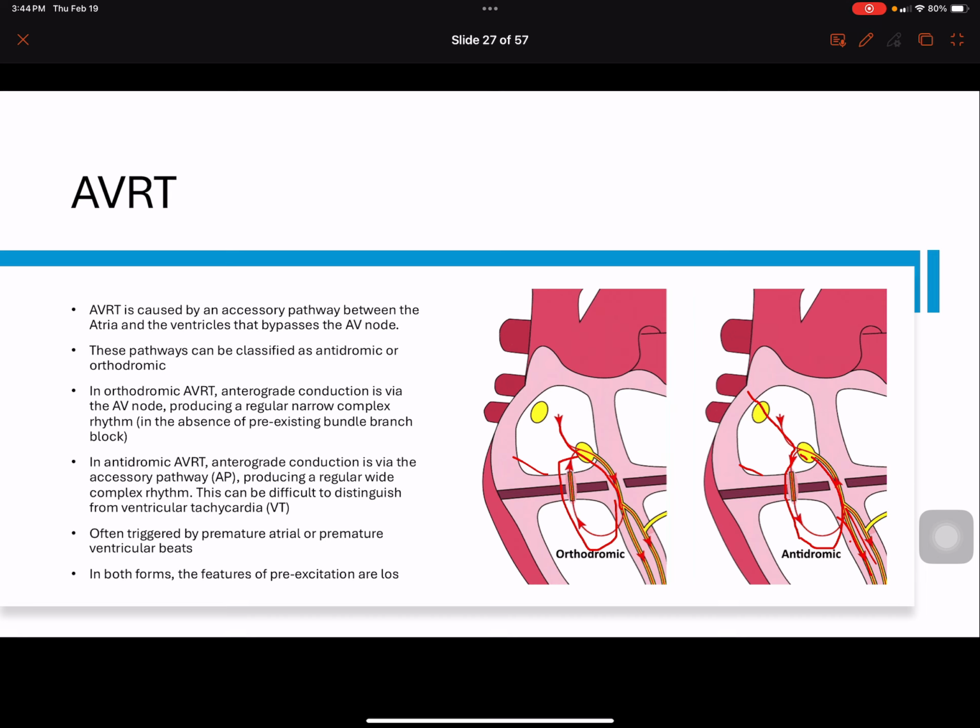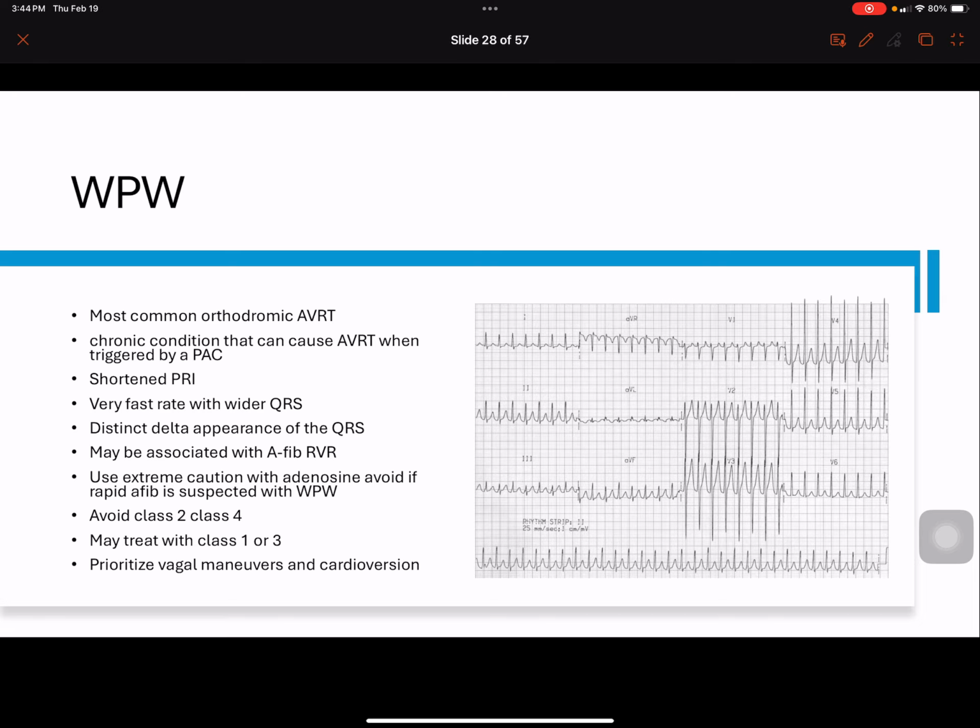In antidromic AVRT, anterograde conduction is via the accessory pathway. And that accessory pathway between the atria and the ventricle is caused by what's called WPW, this is what that disease is. It can create a wider complex, very fast, but still not a ventricular dysrhythmia. And it can make it difficult to distinguish from a ventricular rhythm. So it's something you really want to just take a quick look at. It's often triggered by premature atrial beats. There are oftentimes irregularities in this, and it can look a little bit like irregular AFib.